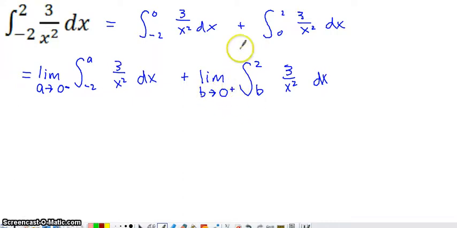So at this point, you have two pieces of work to do. You're going to have to evaluate this integral and a limit, then evaluate this integral and a limit, and then add the two together. Now the nice thing about this process is if you go through this first half of the problem and get an answer of infinity or negative infinity, if you get that this integral diverges, you don't even have to worry about this one.